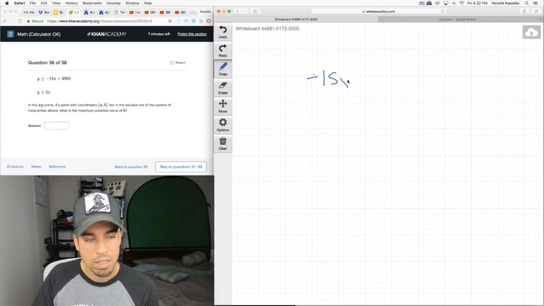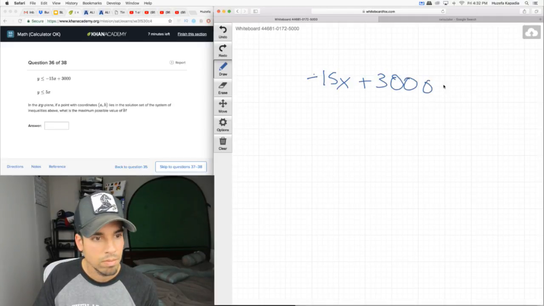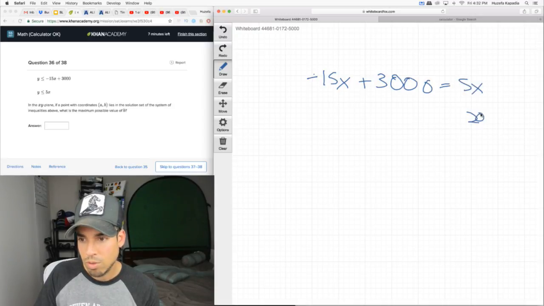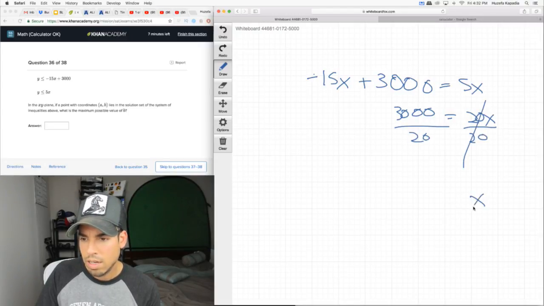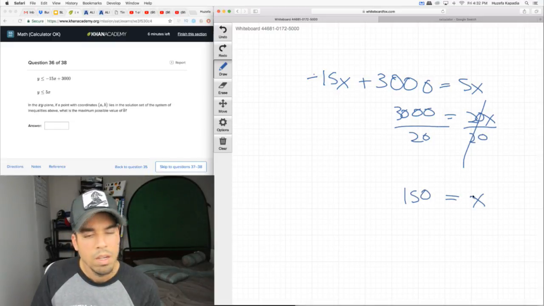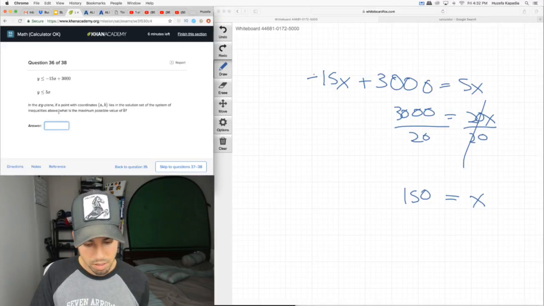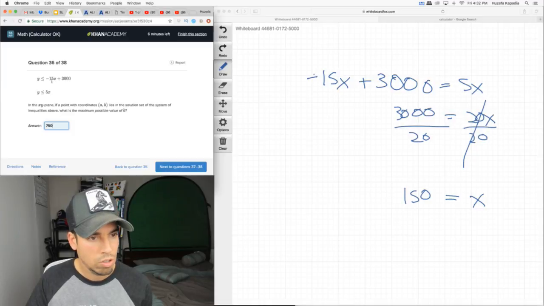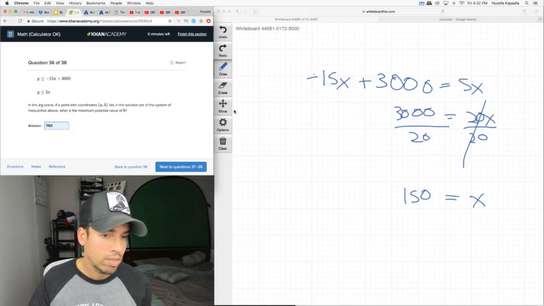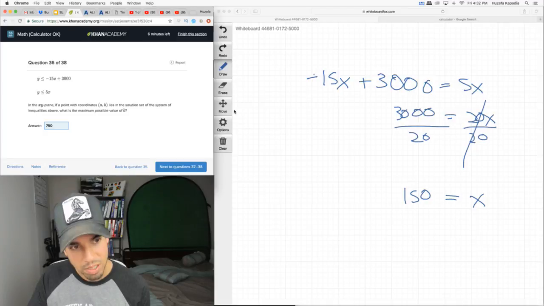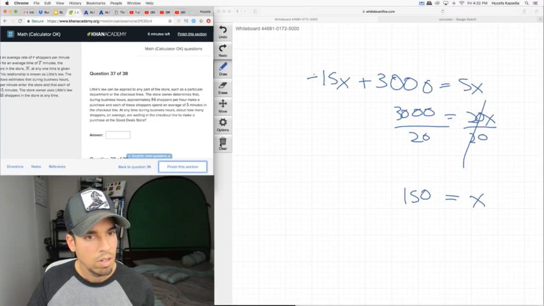So I'm just going to pretend these are lines, and I'm going to set them equal to each other. It becomes 20x equals 3,000. Divide by 20. X equals 150. Okay, you can use that calculator if you want. So x equals 150, but that's not the minimum value. Now you got to plug it in. 150 times 5 is 750. Make sure it works here too. 150 times negative 15 is negative 2250 plus 3,000 is 750. That one was not too bad.